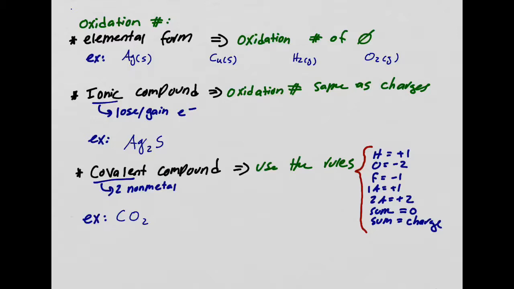For example, silver metal, right? Silver metal, that's how it exists in nature. That's its elemental form. So the oxidation number would be 0. Copper metal, right? Copper solid, copper metal, that's how it would exist in nature. It's an elemental form. That's an oxidation number of 0.